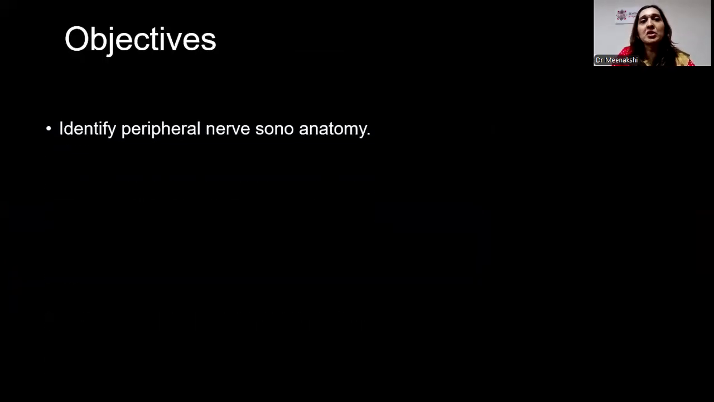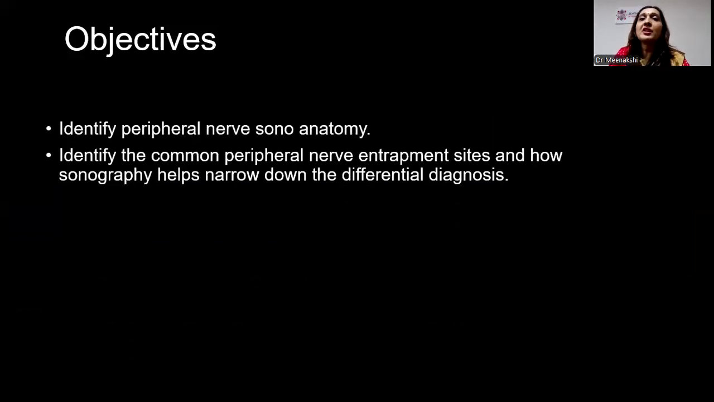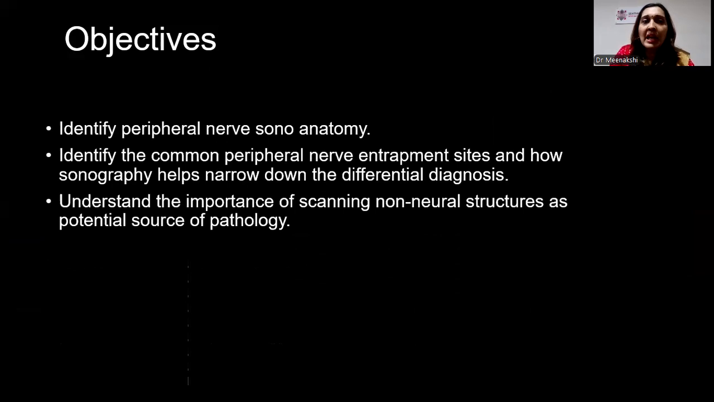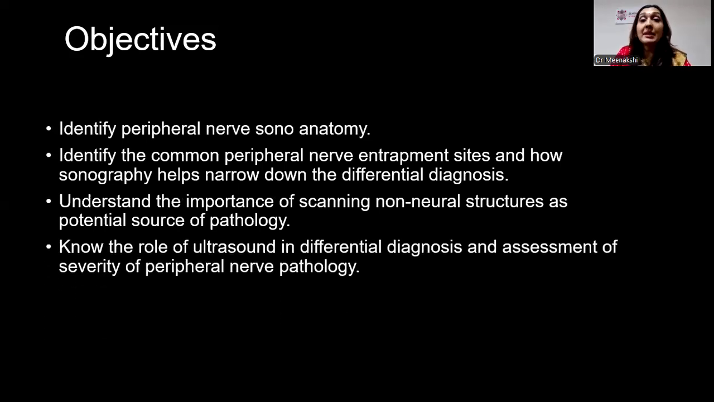Now, the objectives are to identify the peripheral neurosonoanatomy, to identify the common peripheral nerve entrapment sites and how sonography helps to narrow down your differential diagnosis, and to understand the importance of scanning non-neural structures as a potential source of pathology. That's the most important. Neural structures are one. The secondary pathologies or non-neural structures like your muscle, your surrounding connective tissue, your joints, have to be studied along with them because they may be the ones actually causing the nerve pathology. So know the role of ultrasound in differential diagnosis and assessment of severity of peripheral nerve pathology.